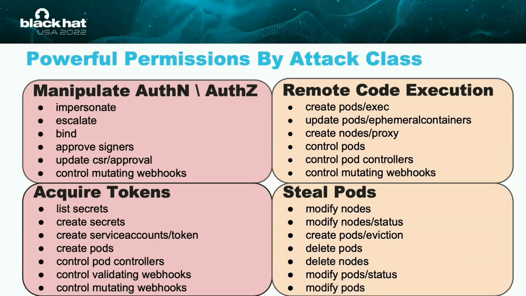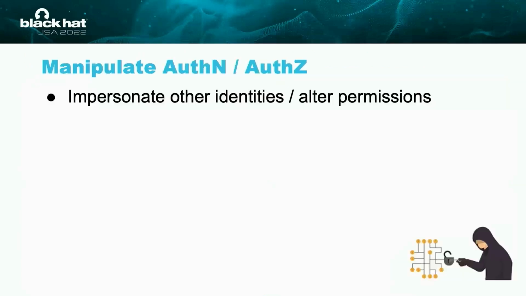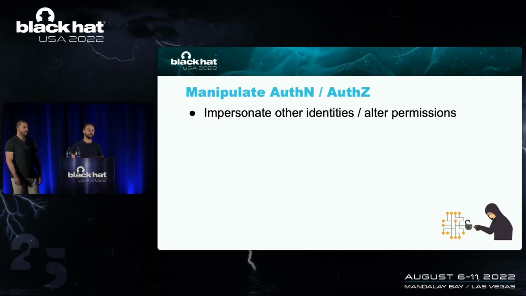Now, we won't go into every permission and how it enables the attack. We have an actual report that is published alongside this talk where you can see how each permission enables the attack. But those are the permissions that we identified, and we'll look at an example for each attack class in order to make them more real. So let's start off with permissions that allow you to manipulate authentication or authorization. Those are extremely powerful permissions that allow you to either impersonate another user or to change your permissions, so freely manipulate the authorization of the cluster.